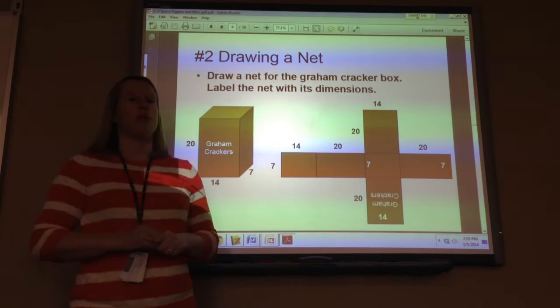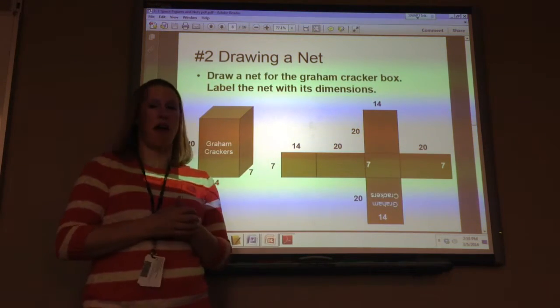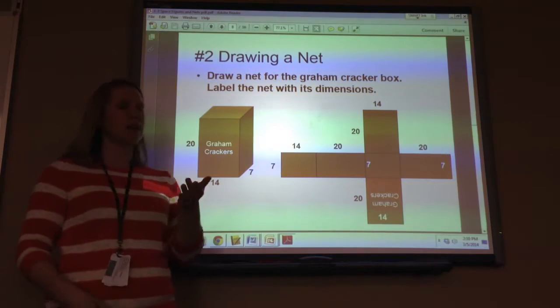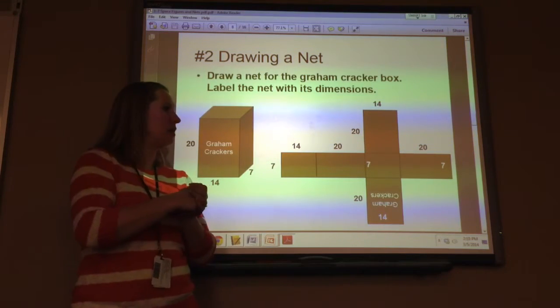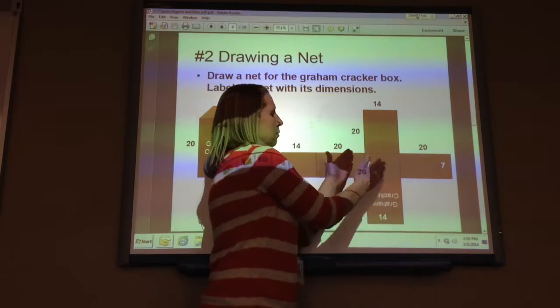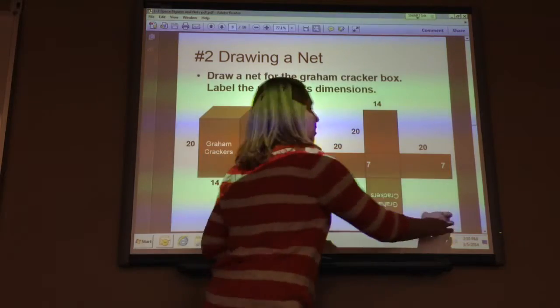You're going to have some problems where you have a picture and you have to try to unfold it and make a net. So this is a graham cracker box. I always imagine starting with the bottom, and then I imagine unfolding each piece. So if this is the bottom of my box, I would fold off this piece and the front and the back. But then don't forget about the top of the box too.